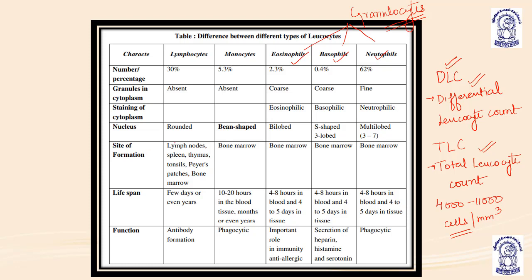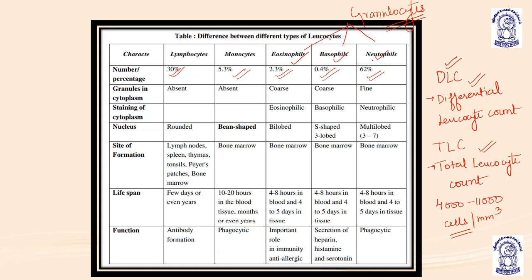So lymphocytes around 30%. Monocytes around 5.3%. Eosinophils around 2.3%. Basophils around 0.4%, and neutrophils around 62%. Understood?